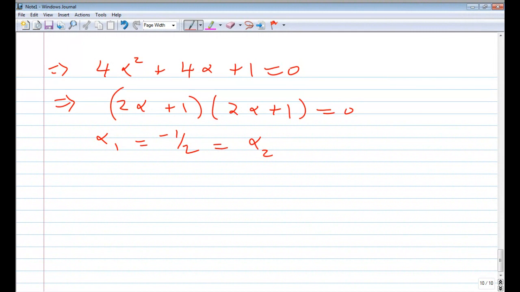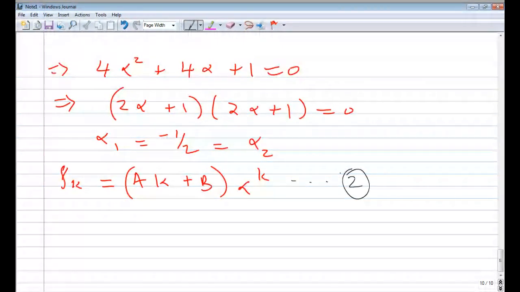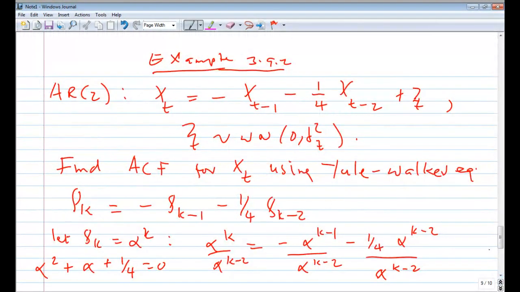What do you do? Which equation are you going to use? So you're going to use this one, equal to A times K plus B multiplied by what? Alpha to the power K. Okay, so now this one is going to be equation number 2, knowing very well that rho K equal to something is equation number 1. This one is equation number 1.